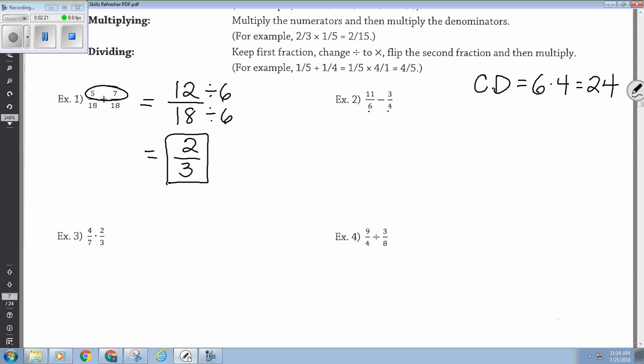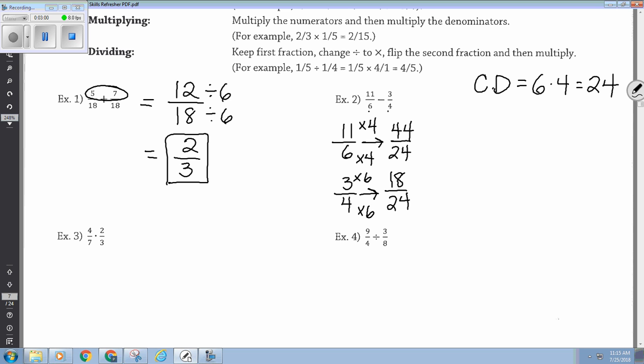So we're going to take 11 over 6, make it a denominator of 24, and take 3/4, make it a denominator of 24. So 6 times 4 will give me 24. So what I do to the bottom, you do to the top. 11 times 4 is 44. 4 times 6 gives me 24. What happened at the bottom also has to happen to the top. 3 times 6 is 18.